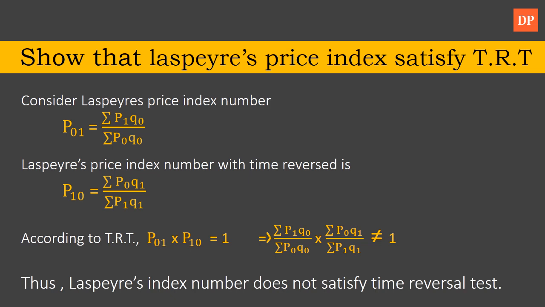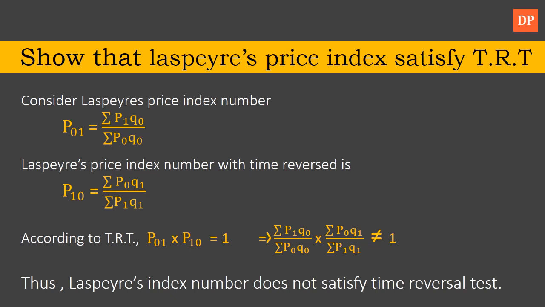In the Laspeyres price index number, we will be considering the base year quantities. Also, in the formula, P01 indicates the price index number for the current year 1 with respect to the base year 0. So the base year is 0, indicated with 0.